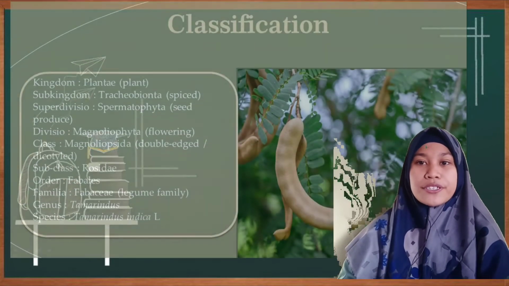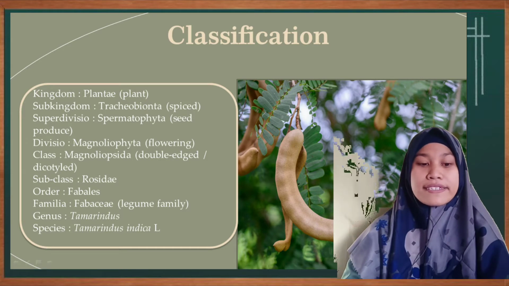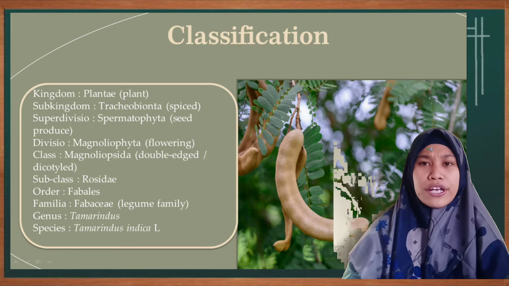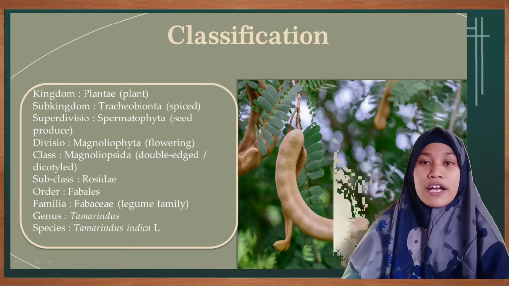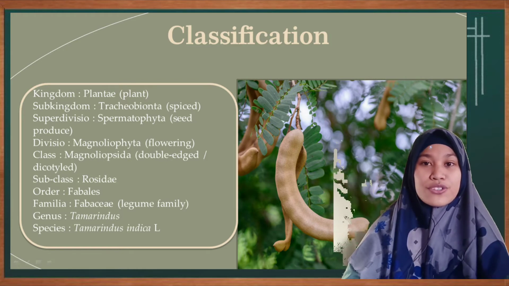Okay, next, the classification of Java acid. Kingdom Plantae, plants. Subkingdom Tracheobionta, vascular plants. Superdivisio Spermatophyta, seed producing. Divisio Magnoliophyta, flowering. Class Magnoliopsida, double-seeded or dicotyledons. Subclass Rosidae. Order Fabales, familia Fabaceae, legume family. Genus Tamarindus, species Tamarindus indica L.